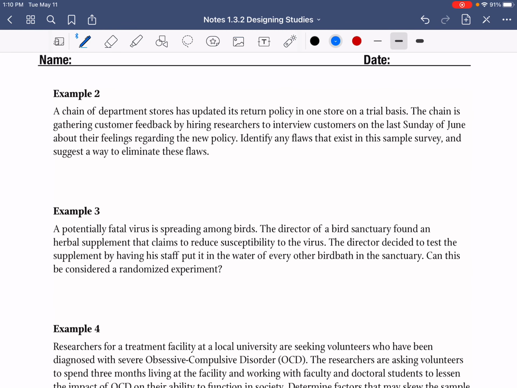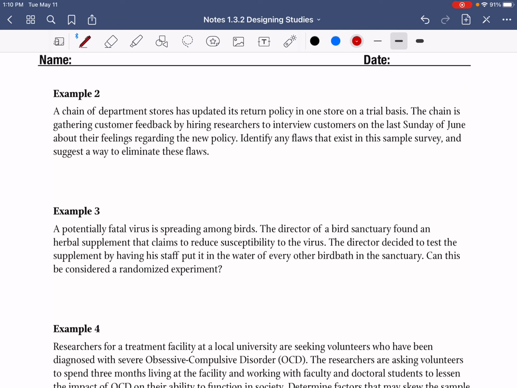Example number 2 says a chain of department stores has updated its return policy in one store on a trial basis. The chain is gathering customer feedback by hiring researchers to interview customers on the last Sunday of June about their feelings regarding the new policy. Identify any flaws that exist in the sample survey and ways to eliminate the flaws.